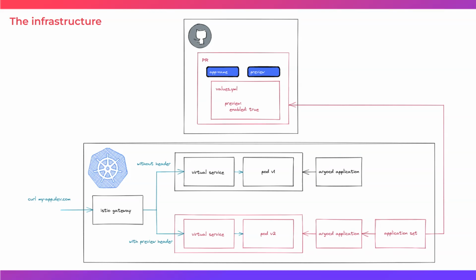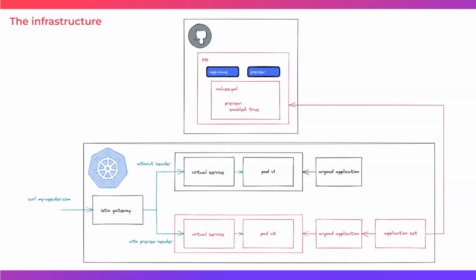For a given application, we still have an Argo CD application watching the repository. What interests us is that it will deploy a pod and a virtual service, and that's the baseline application. Then we would have an application set watching for pull requests on the GitHub repository, and especially pull requests with special labels.